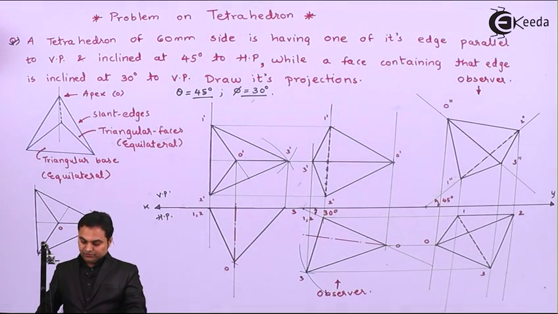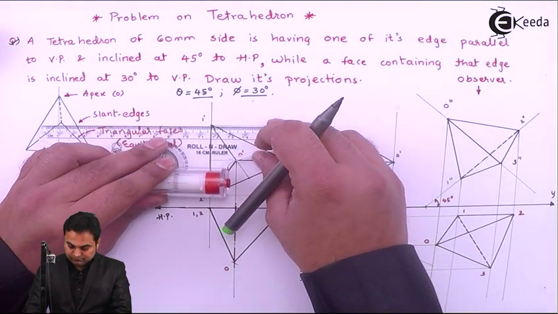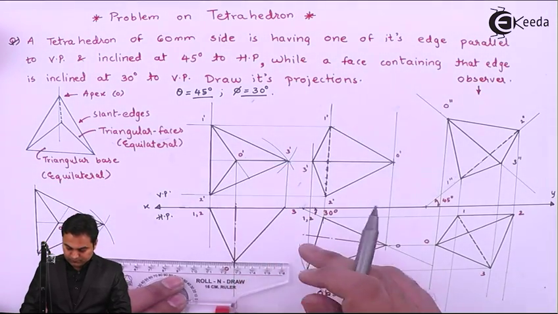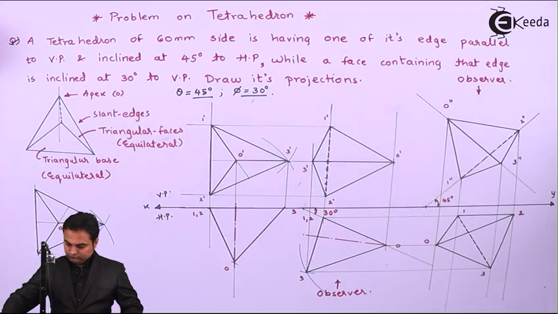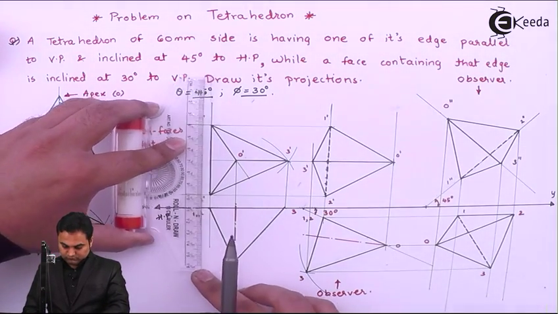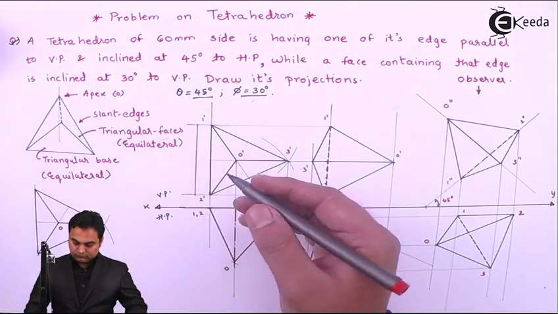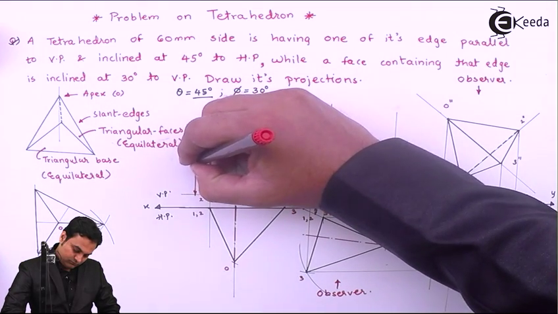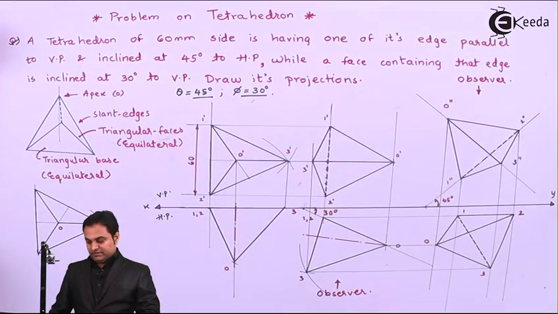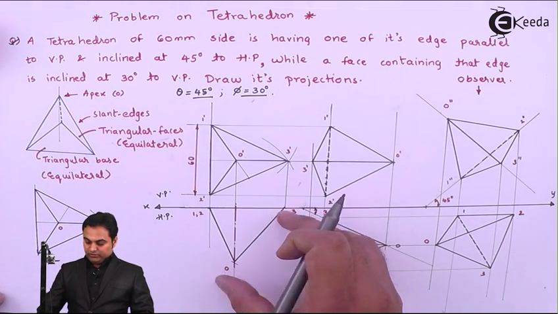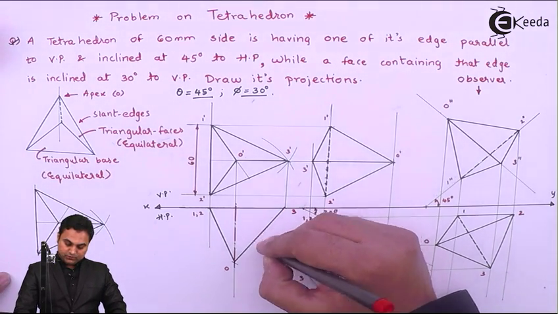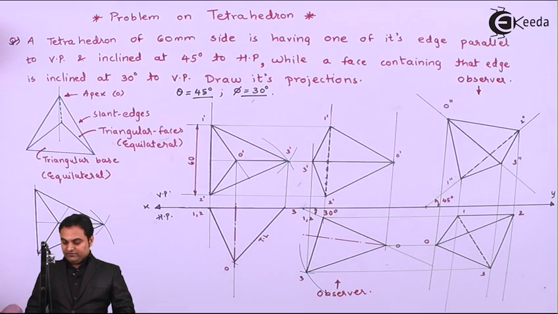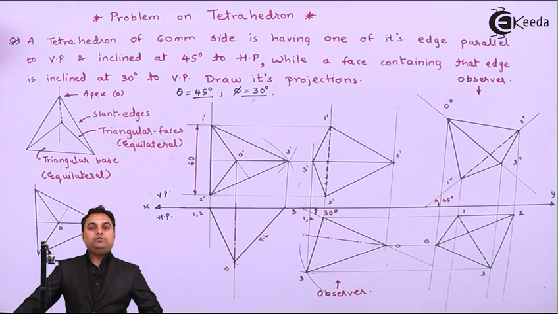Next, I'll give the dimensioning to it. That is 60 mm, and even this is the true length. I'll write here it is TL, which is the true length of this tetrahedron, and that is 60 mm. And once we have reached up till here, we can say that the problem has been completed.